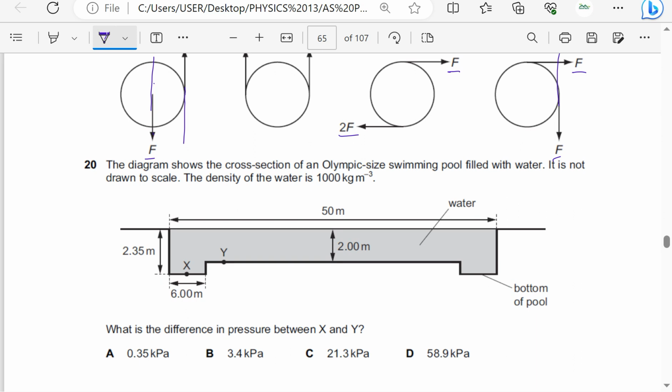The diagram shows the cross-section of an Olympic-sized swimming pool filled with water. It is not drawn to scale. The density of the water is 1,000 kilograms per meter cubed.